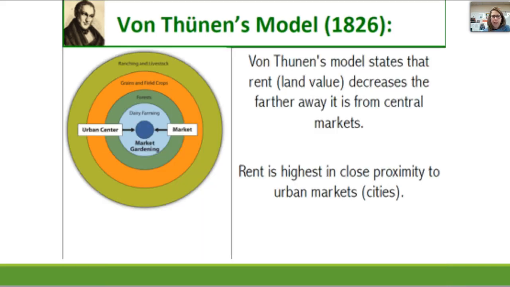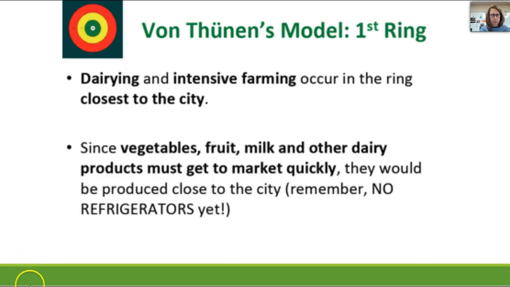So rent or land value decreases the further away that you get from the central market. So that's the other factor that you need to take into account. And then, of course, it increases as you get to the center. And so the farm located closer to the market is going to select crops with higher transportation costs, and it's going to have things that can be transported less expensively in the outer rings.